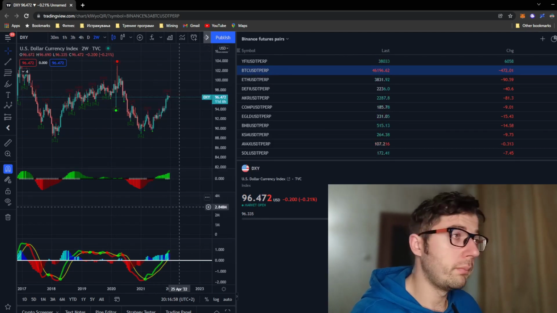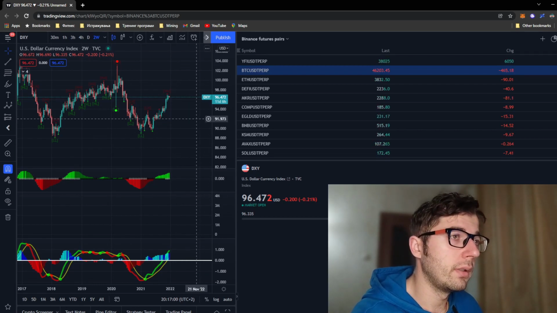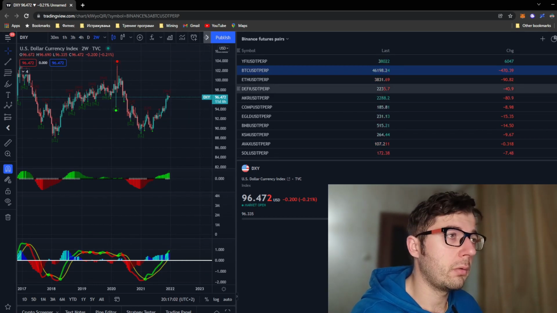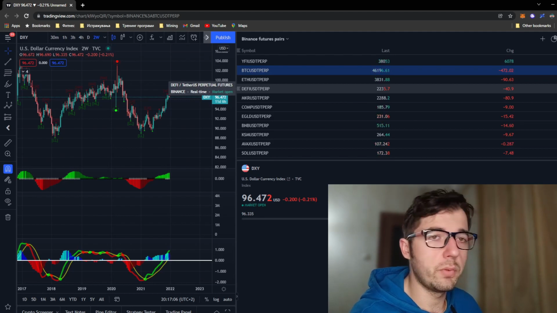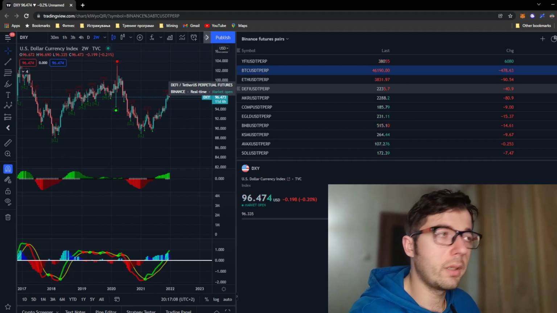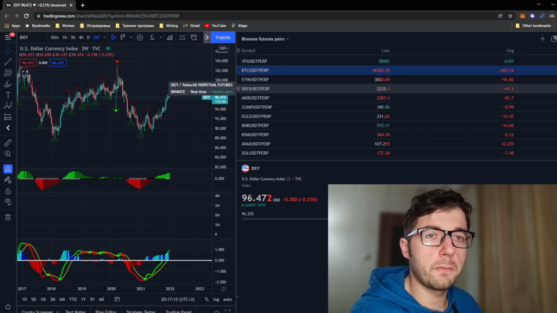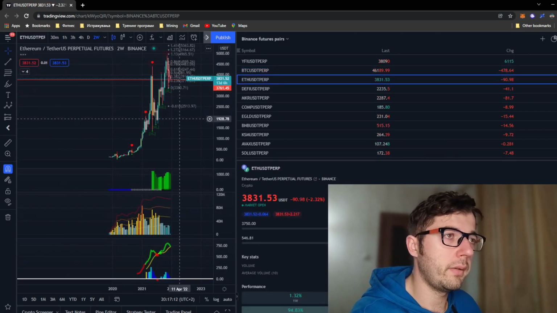Let's go on to Ethereum. Bitcoin is the main power and it's the Jupiter of crypto. The bullish scenario is to close on the 2-week above 48,000.